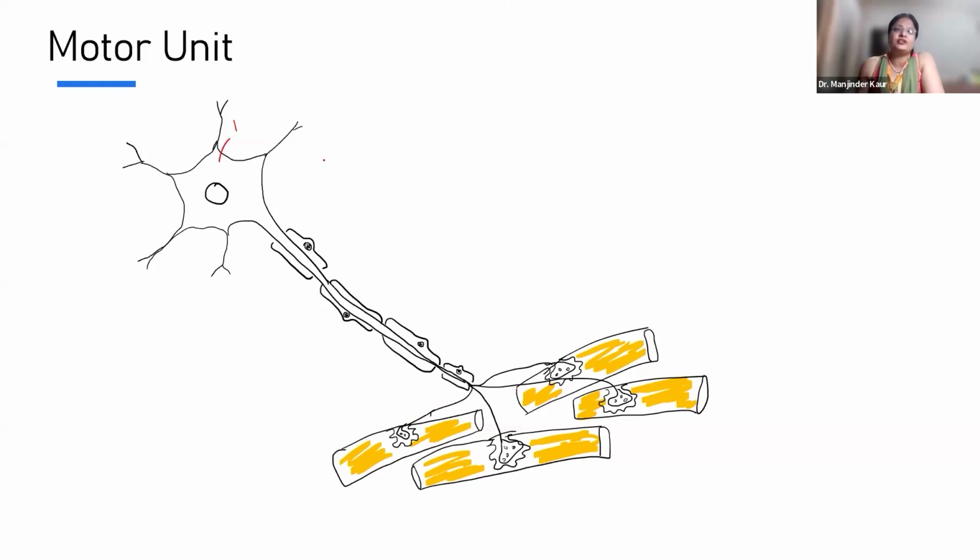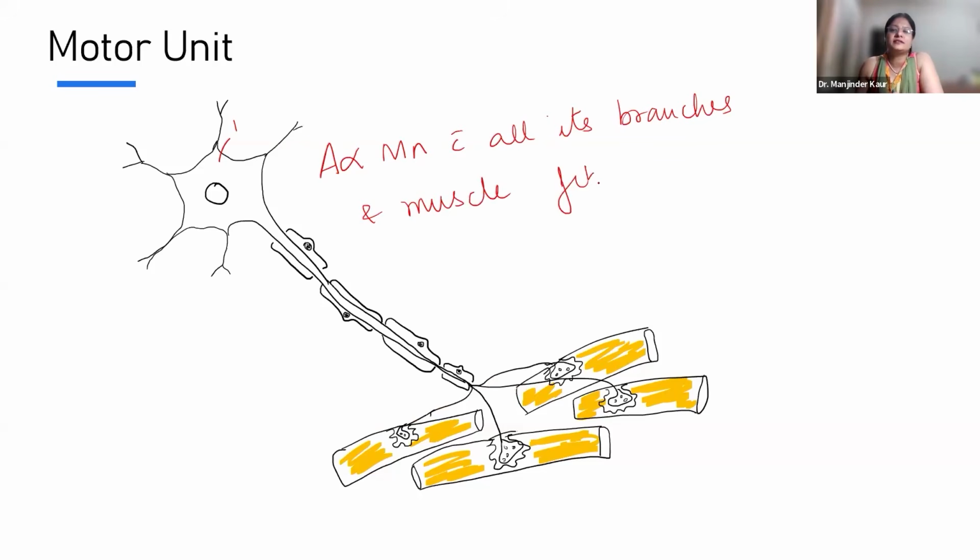So by definition, a motor unit is the A alpha motor neuron with all its branches and muscle fibers innervated by it. So a motor unit is a bigger thing as compared to the skeletal muscle.